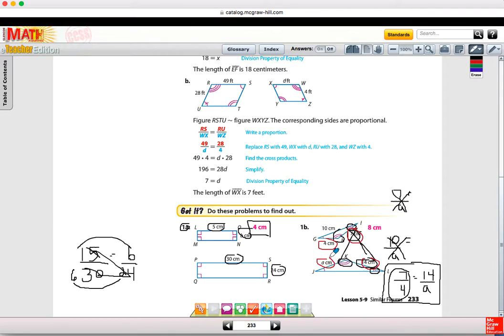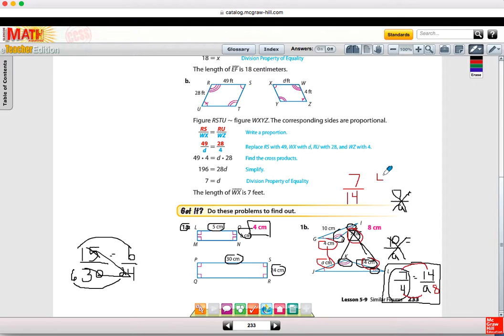And the reason I set it up that way is so I could do it mentally. 7 times 2 is 14. 4 times 2 is 8, which is the answer. But let me go back to what I originally was saying, 7 over 14. I could have done 7 over 14, and then I would have done 4 over A.